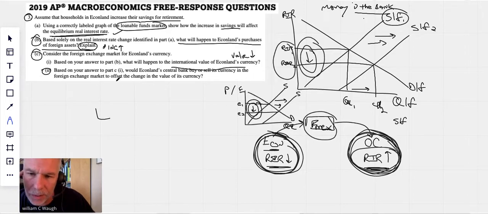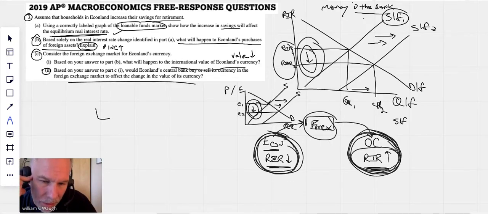Based on your answer to part C1, would Econoland's central bank buy or sell its currency in the foreign exchange market to offset the value? Let's go one step further up here before we move to number 2. I showed you the supply increasing because it makes sense to me that Econoland citizens are taking their dollars and dumping it into the Forex.